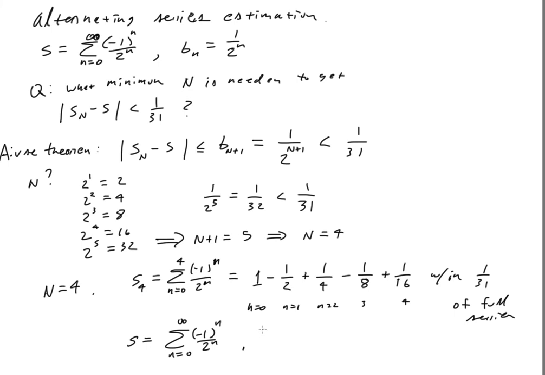We can't ask a computer to add up infinitely many numbers, so we have to stop at some point. But we want to stop at a point that's reasonable, that gives us accuracy that we require for a particular application.